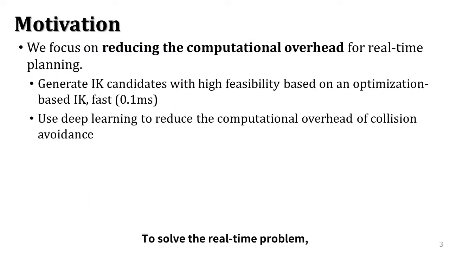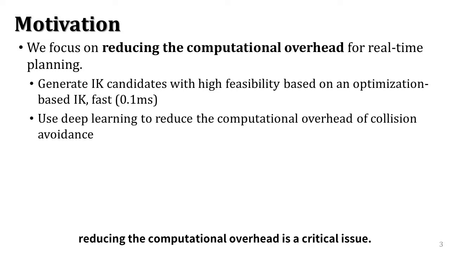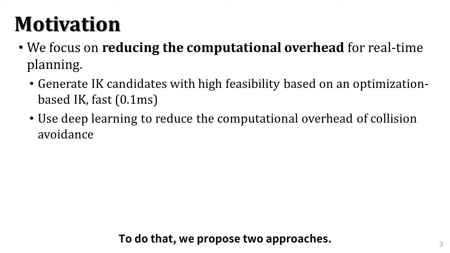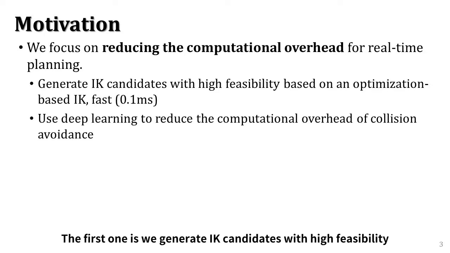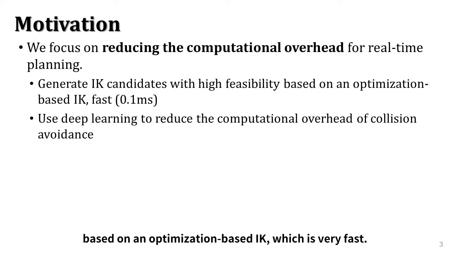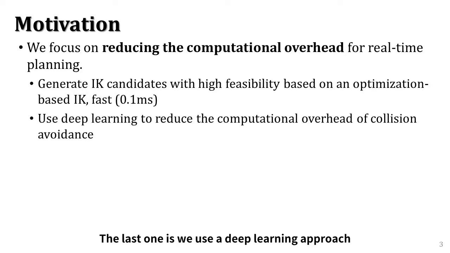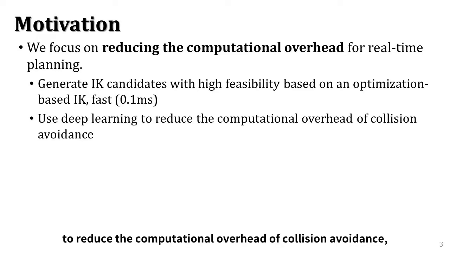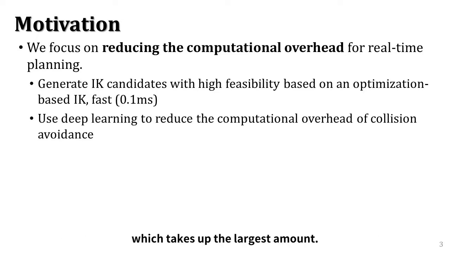To solve the real-time problem, reducing the computational overhead is a critical issue. To do that, we propose two approaches. The first one is we generate IK candidates with high feasibility based on an optimization-based IK, which is very fast. The last one is we use a deep learning approach to reduce the computational overhead of collision avoidance, which takes up the largest amount.